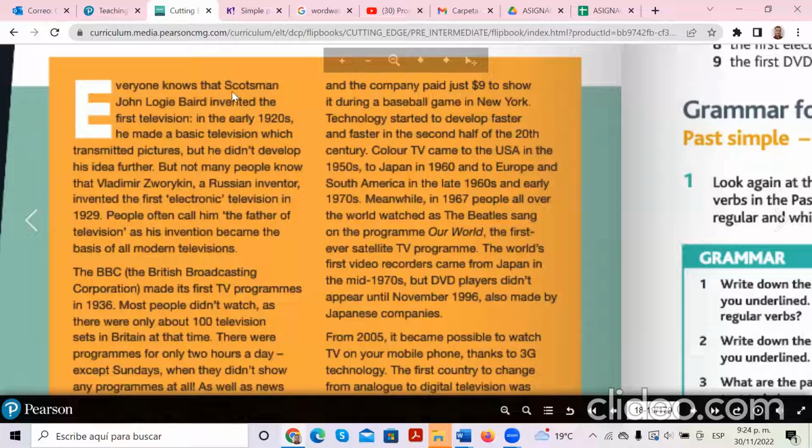Everyone knows that Scotsman John Logie Baird invented the first television. In the early 1920s, he made a basic television which transmitted pictures, but he didn't develop his idea further. But not many people know that Vladimir Zworykin, a Russian inventor, invented the first electronic television in 1929. People often call him the father of television, as his invention became the basis of all modern televisions.